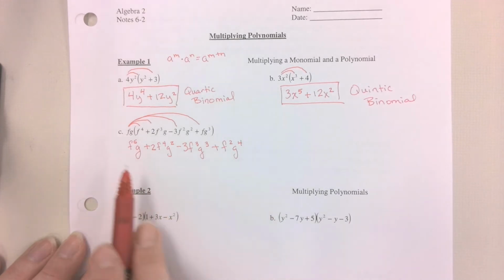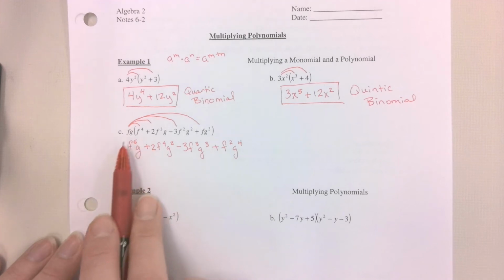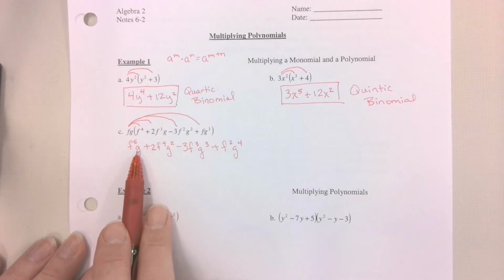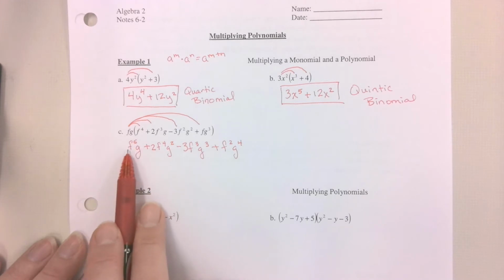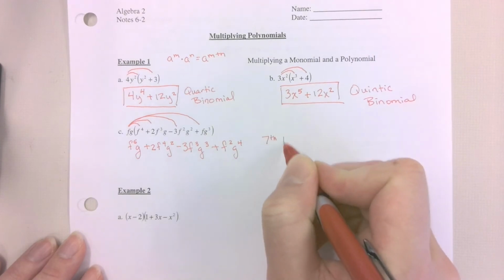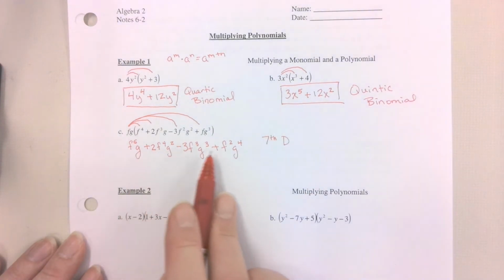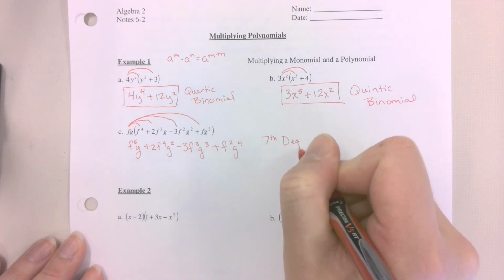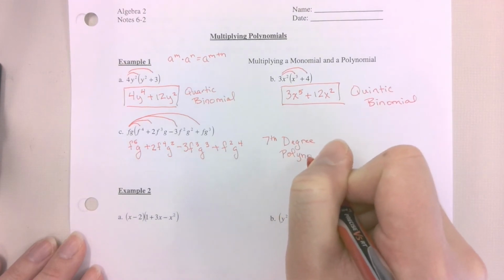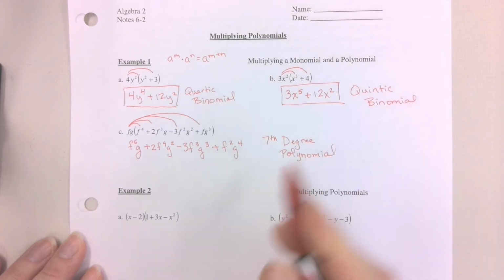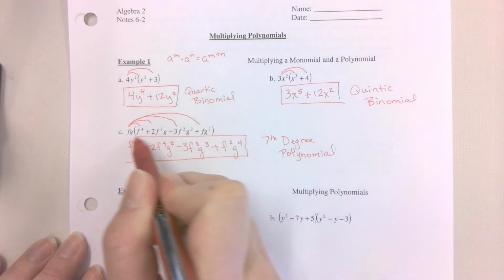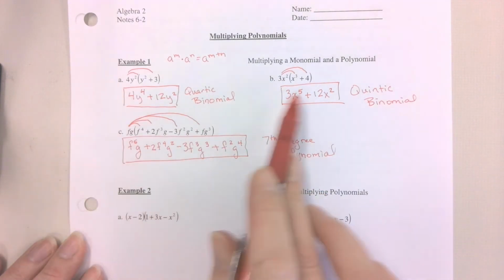All right, in this one, we have our monomial out front has a degree of 6 and a degree of 1. So this would be a 7th degree, and we don't have a specific name for that we're using, so we're going to call it a 7th degree. And because it has 1, 2, 3, 4 terms, we are just going to call it a polynomial. So 7th degree polynomial. So that's a real basic idea of distributing a monomial to a polynomial.